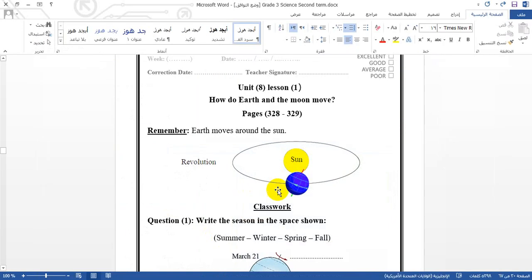They are talking about exactly the revolution, or the movement of Earth around the Sun. The movement of Earth around the Sun caused what? It caused the seasons: winter, summer, spring, fall. Okay, question number 1: write the season in the space shown.